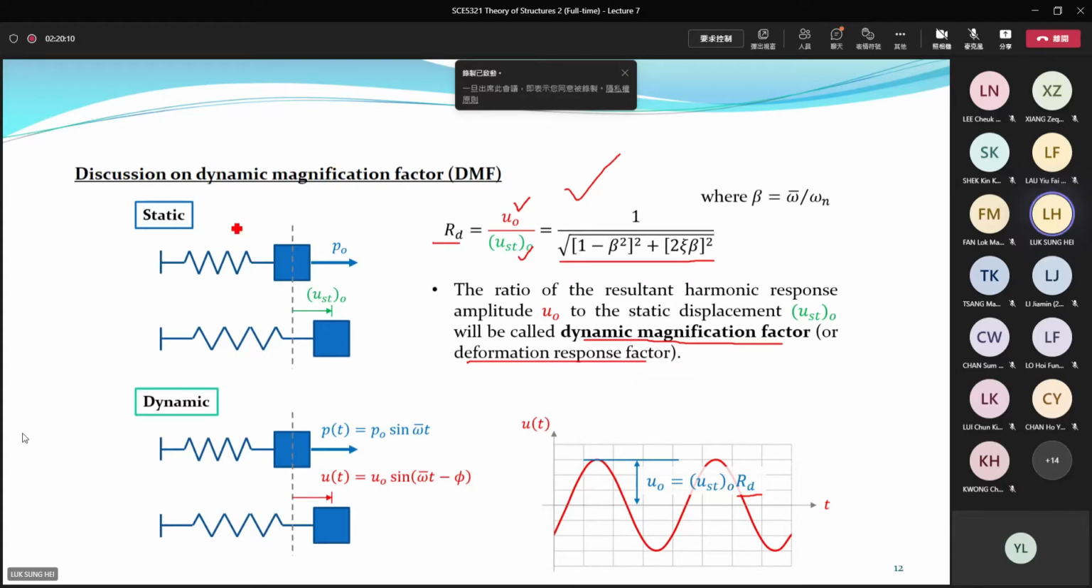Okay, this example will let you know what RD, the dynamic magnification factor, is. And what about the other number? There is a phase angle inside the sine function. What is the impact of the phase angle?